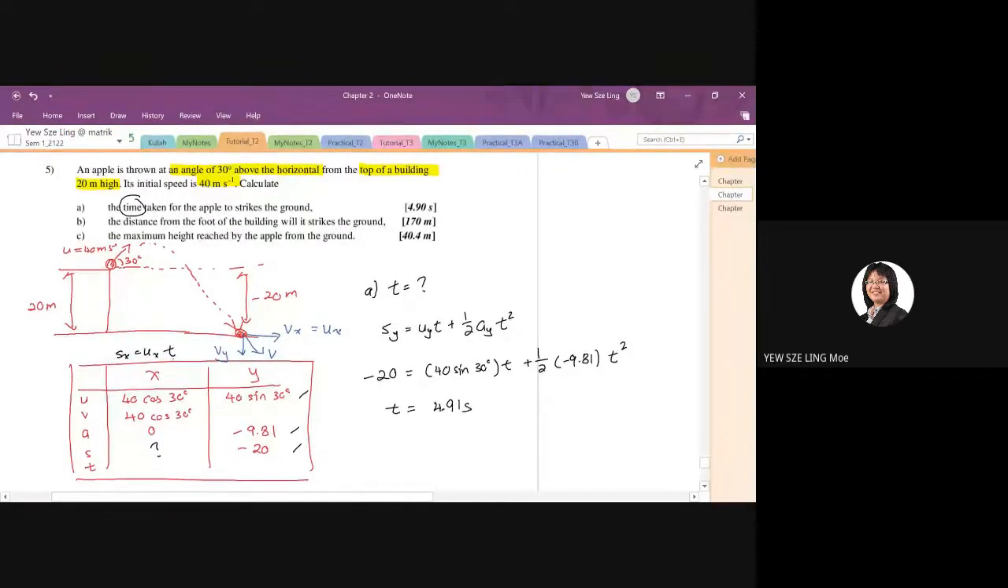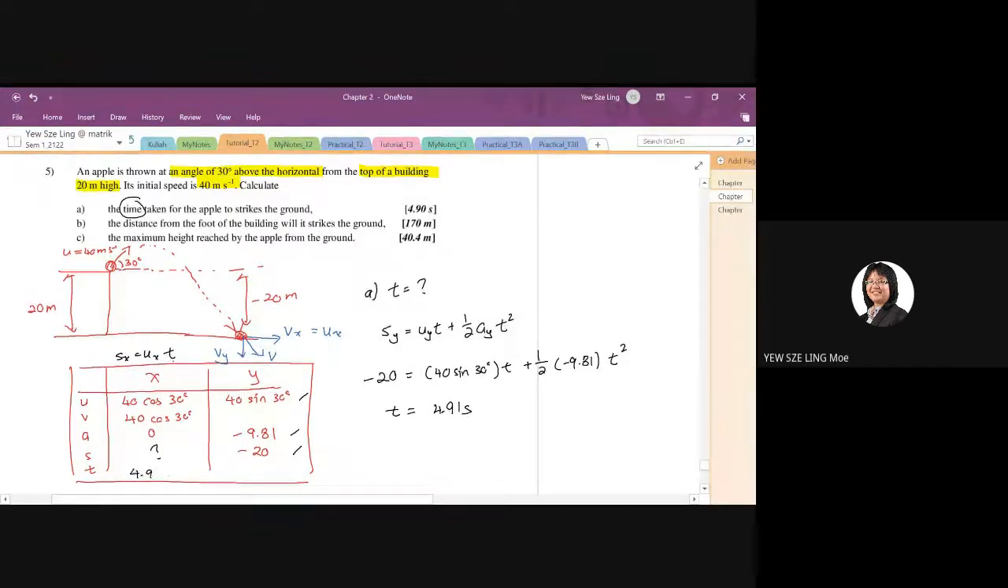4.91 seconds. Okay, 4.90 or 4.91, both are accepted. So for question A, now you got 4.91. Therefore, you can sub it into the table. So 4.91 seconds.